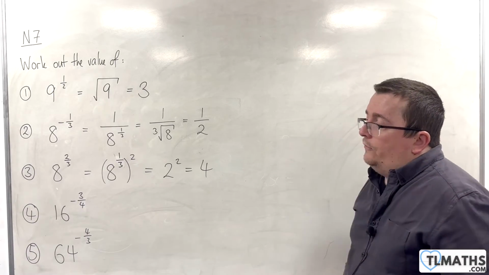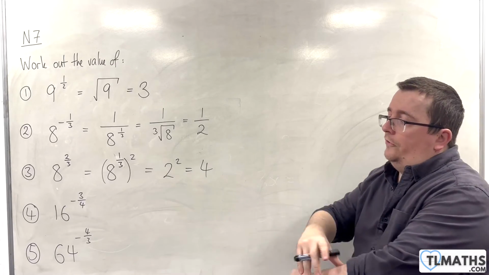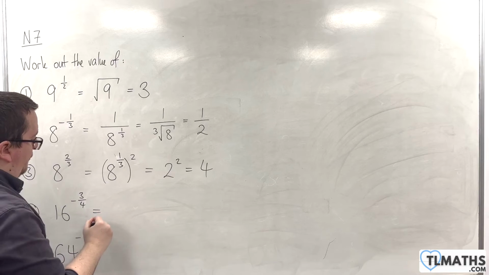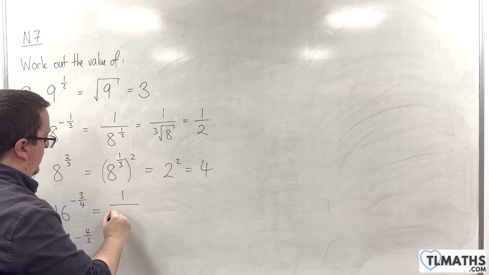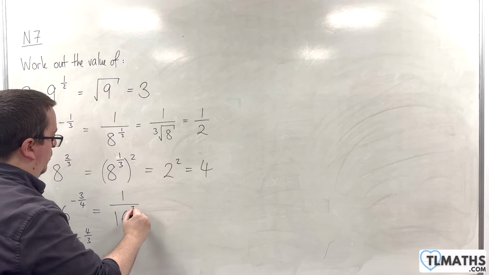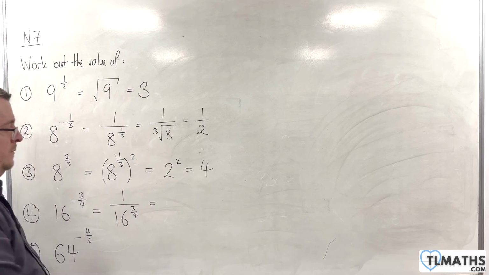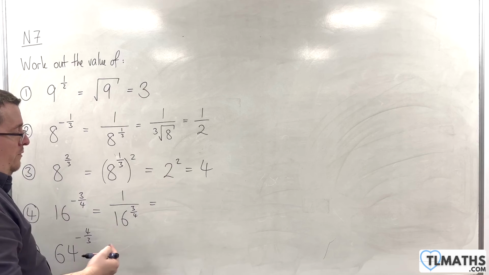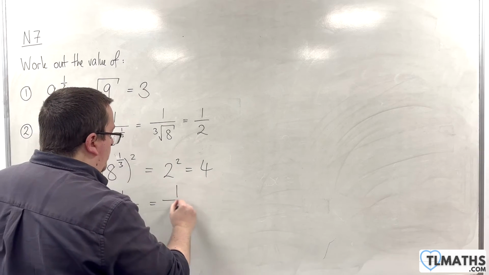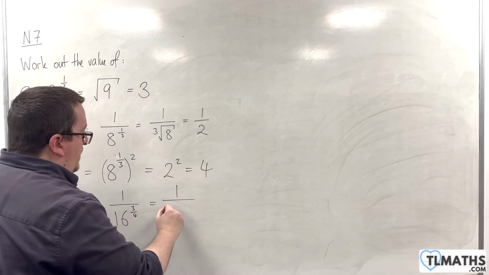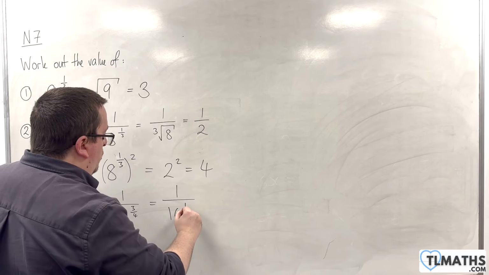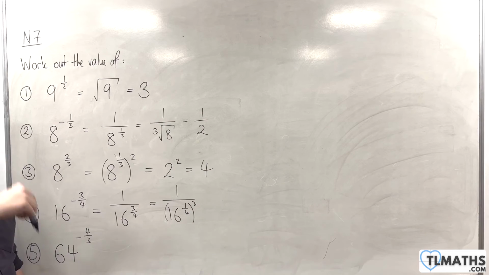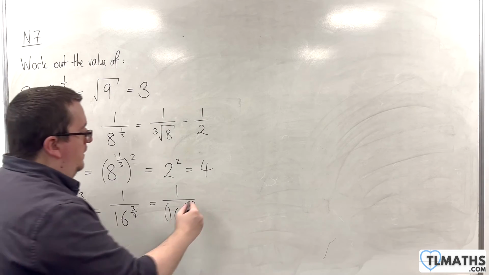So number 4, we have 16 to the power of minus 3/4. Now remember what I said for example number 2. Deal with the minus sign first. We have 1 over 16 to the power of 3/4. Then use your brackets rule for indices. So 1 over, just as we did here, I'm going to write that as 16 to the power of 1/4 cubed. So deal with the quarter first, then the cubing.